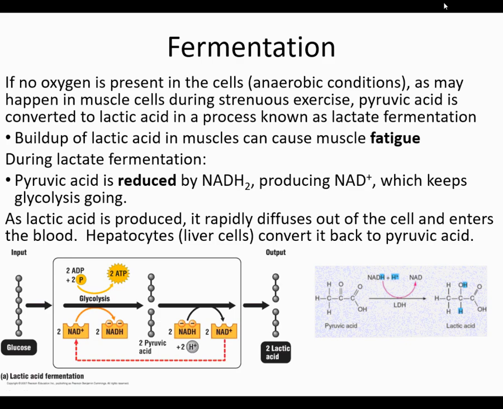Now, anaerobic conditions can happen. An example is muscle cells during strenuous exercise. We're talking pretty darn vigorous exercise here. And what ends up happening is we convert the pyruvic acid into lactic acid. Lactic acid, sometimes known as lactate, just like pyruvic acid and pyruvate, go interchangeably.